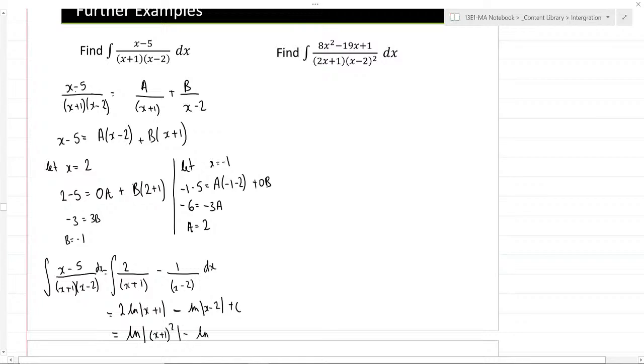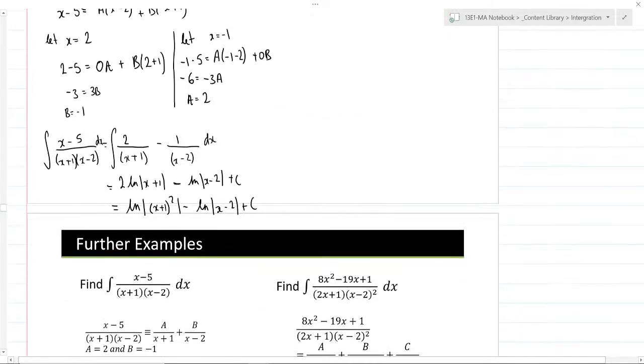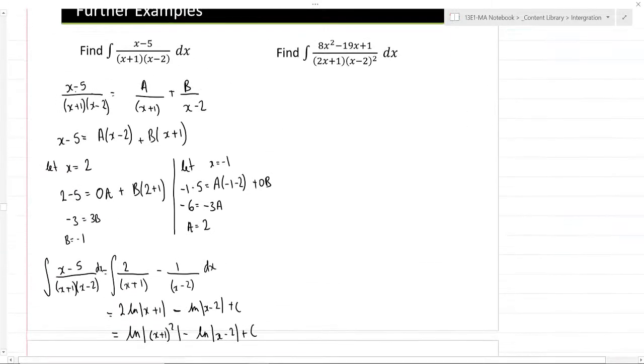Now be careful with that there. You can't just subtract them. You've got to use the laws of logs first. So you'd have to do the power law before you do the division law. And then that will leave you with, I'll tidy this up in a sec, ln of (x plus 1) all squared all over (x minus 2), close the brackets, plus c. Everybody alright with that? Yeah?